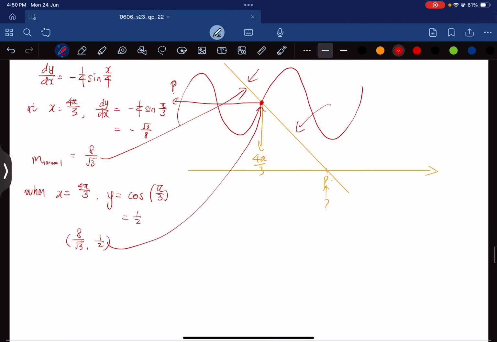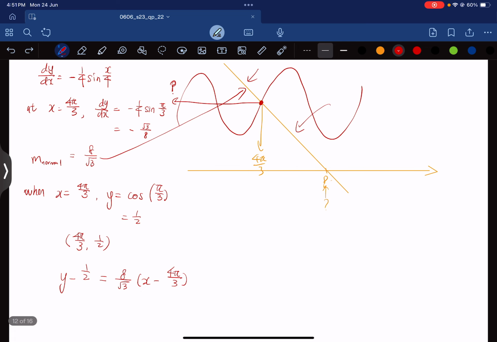This is this point. Okay, so the equation would be y minus y1 equals the gradient. Oh no, sorry, this is the x. X is 4 pi over 3, right? So y minus y1 equals m times x minus x1. Because if I'm using this line equation, I guess more than 90% of students are more familiar with y equals mx plus c. You can also do so.